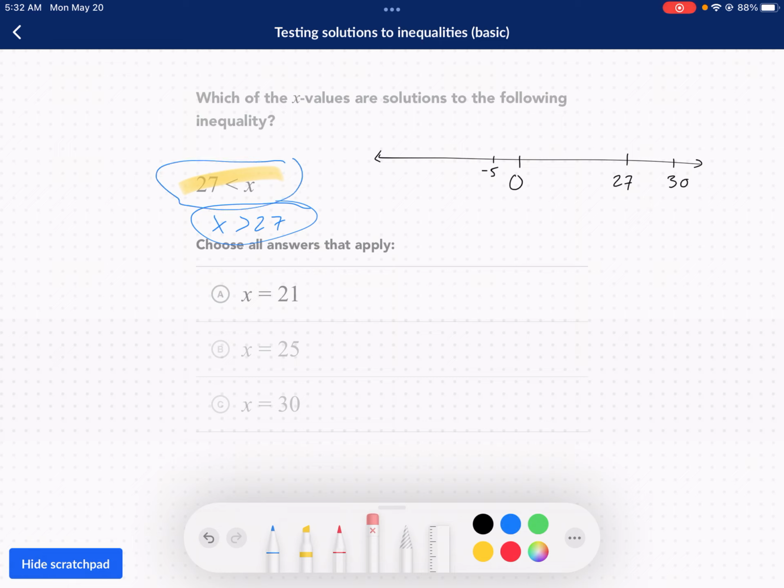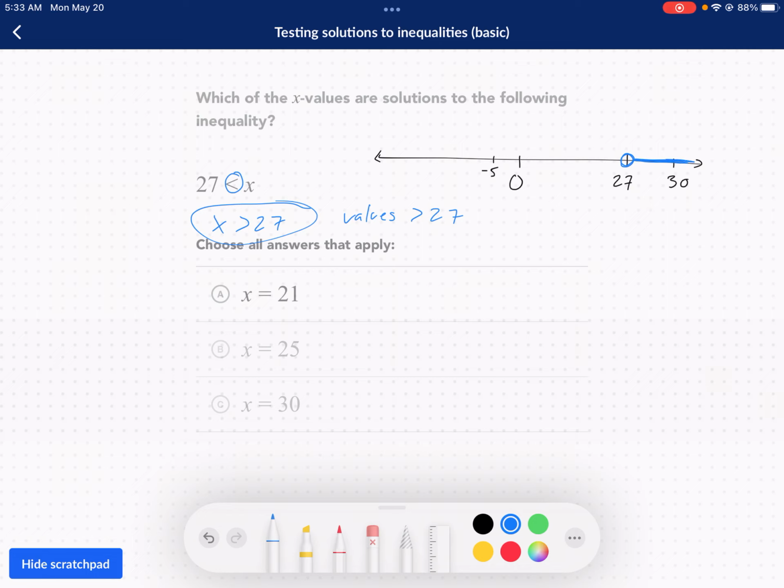A lot of students get tripped up by this with the variable on the right. This just means the values greater than 27. So if we locate 27, 27 is not invited. And the reason why we know that is because it's a less than sign, not a less than or equal to. If it's less than or equal to, it could be equal to 27, but it has to be greater than that. So we look here, x is greater than 27.